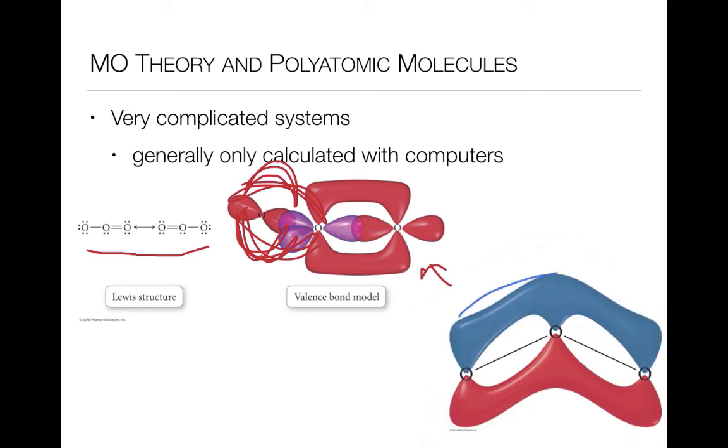If we go on to molecular orbital theory, what we find is that these orbitals are in fact delocalized across all three atoms here, and we would have different versions of that molecular orbital as we go up in energy, but this would be the lowest energy one.